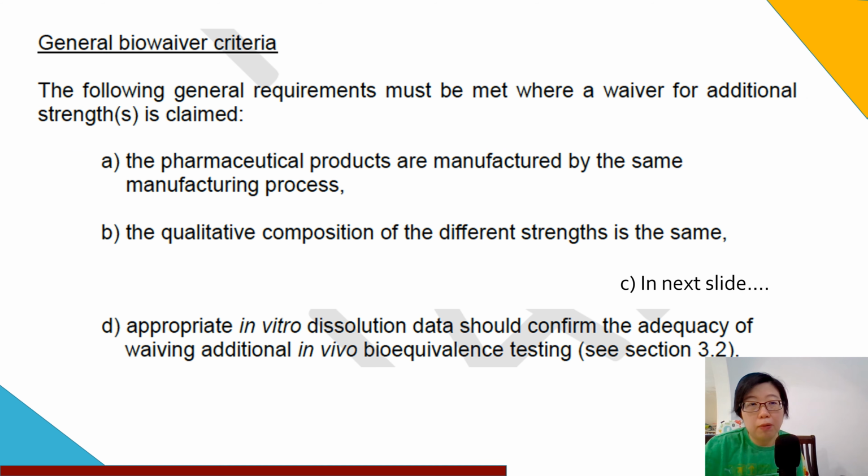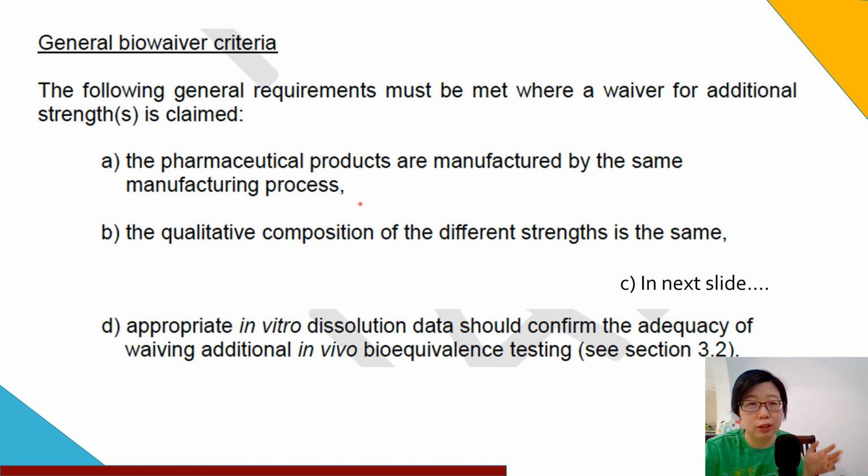Now let's look more into the criteria for the biowaiver that you can claim for the other doses that you didn't do a BE study. There are four main criteria, but the third one, which is the C part, is really long, so we'll look more into it on the next slide.